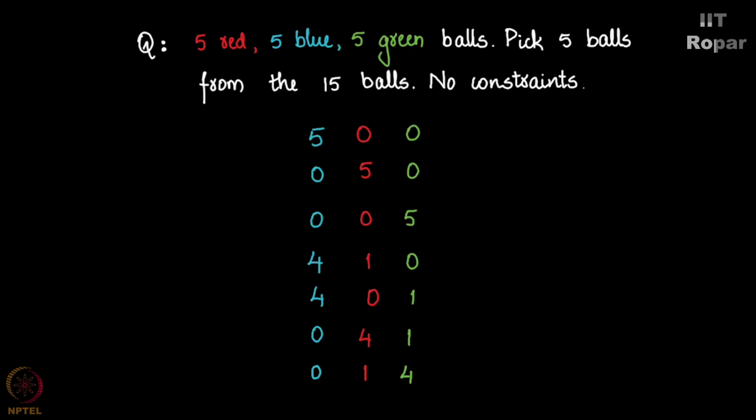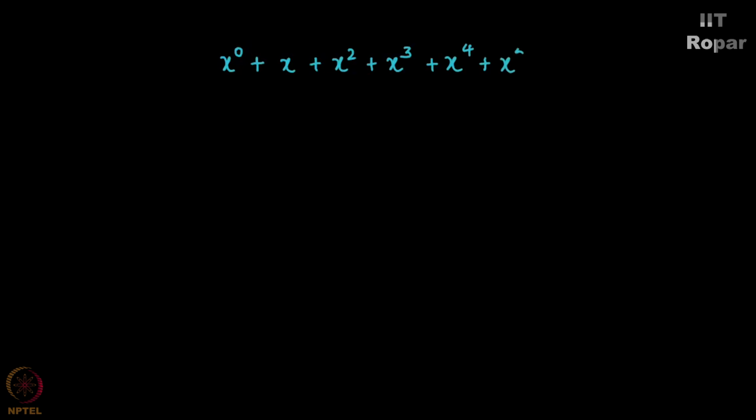Now, the challenging step would come here when we have to write the polynomial. Well, what would the polynomial be? Since there is no constraint, the polynomial starts with x to the 0. Unlike the previous one where the first term was x because we needed at least one ball, here the polynomial starts with x to the 0. So for blue balls, the polynomial would be x to the 0 plus x plus x square plus x cube plus x to the 4 plus x to the 5.